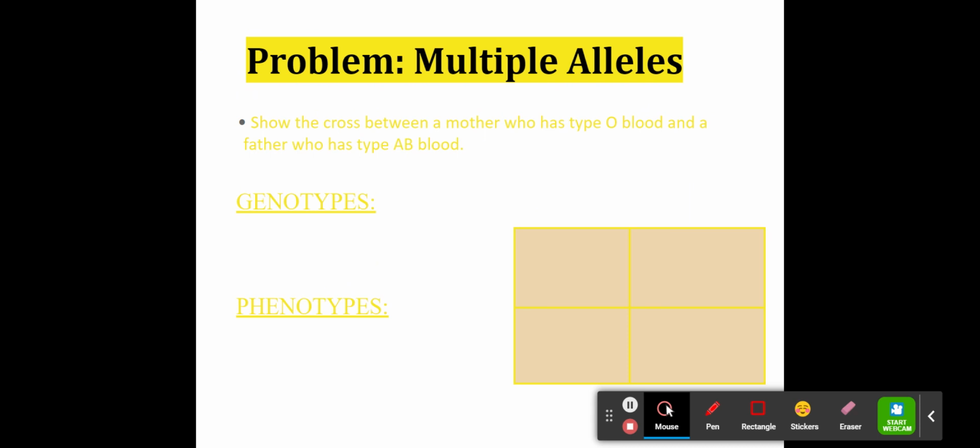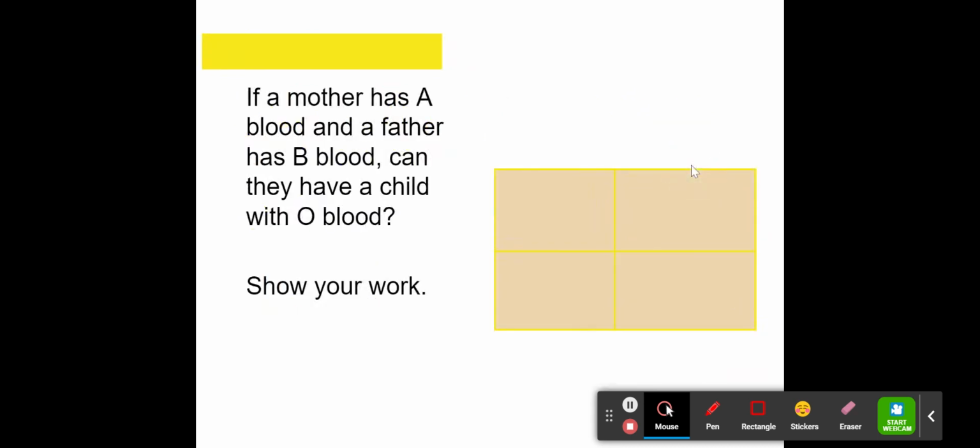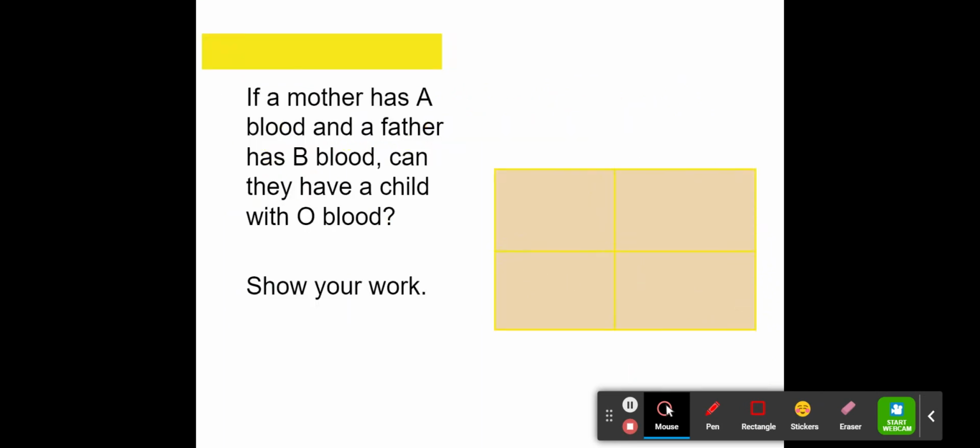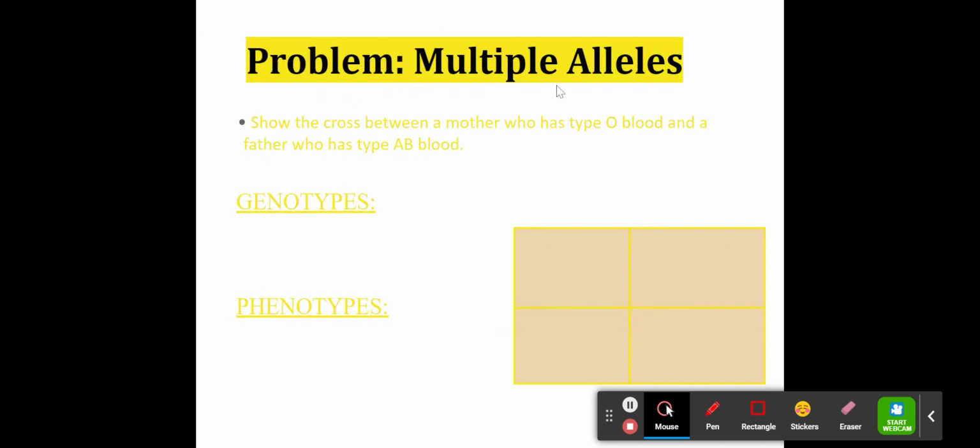We are going to do this problem. I'll do this problem here on the example screen, and then the next problem we will do in class together. Okay. It says show the cross between a mother who has type O blood and a father who has type AB blood.